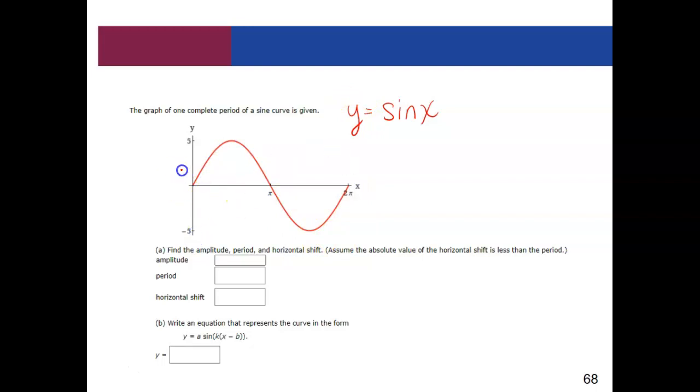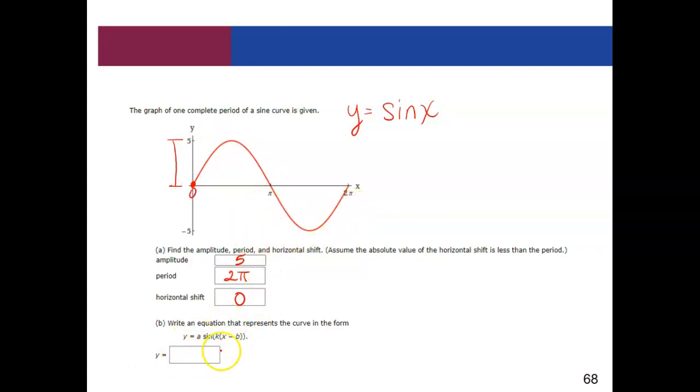Our amplitude we can find from, we look at this center line across here, and we want to see the difference between the peak and the center line. So that has a difference of 5. So that's going to be my amplitude. The period is how far it takes to complete one cycle. So from 0 to 2 pi. So the period on this one would be 2 pi. And there is no horizontal shift on this one, so that's going to be 0, because normally the sine function starts here at the origin and our graph is starting at the origin.